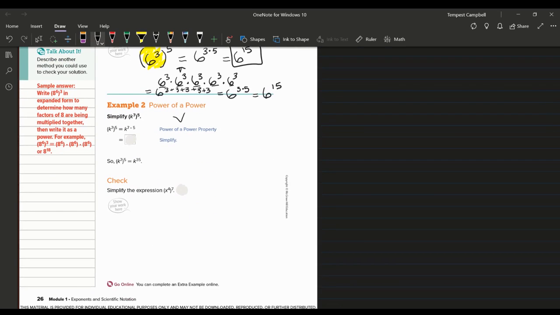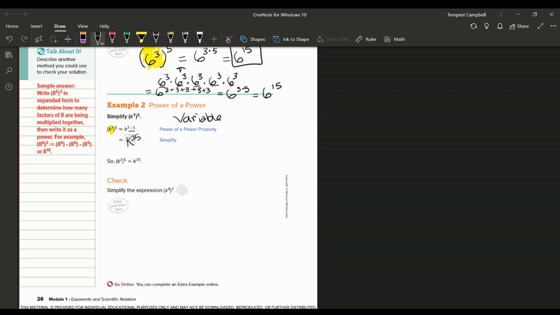The only difference with this one is this is a variable. So don't worry about anything changing. The only difference is our base now is this whole guy inside here. And now we can use our rule, our power of power property, and that's going to tell us to multiply our exponents. And so we get k to the power of 7 times 5, which is 35. So go ahead and try the check.